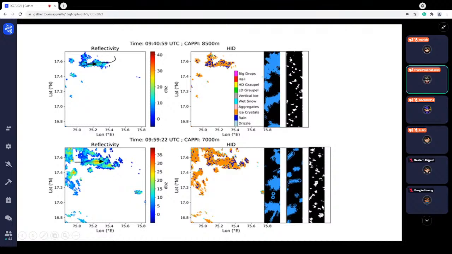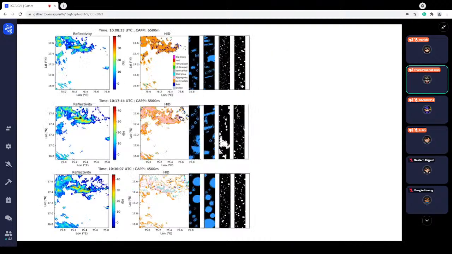So then going to the next couple of lower altitudes, like 6.5 on the top, 5.5 in the middle, and 4.5 at the bottom. So you can see, here again the supercooled liquid is present, as well as some aggregation, and you can see some snow. And then at 4.5 kilometers it is all drops.